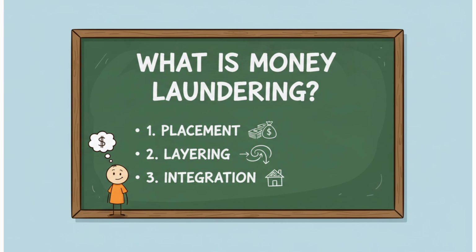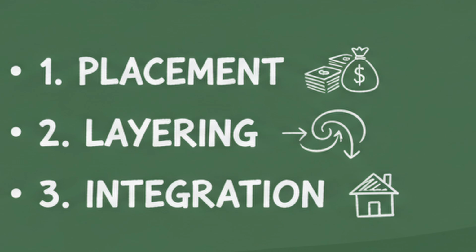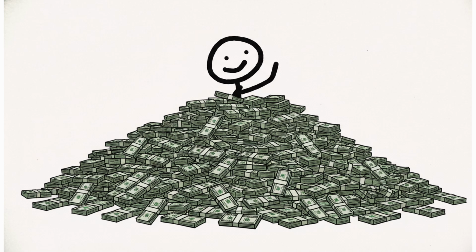Part 2. The 3 stages of money laundering. Money laundering usually happens in 3 stages. Let's meet our imaginary criminal. His name is Dave. Dave has a large amount of illegal cash.